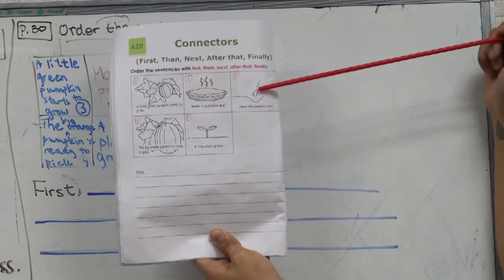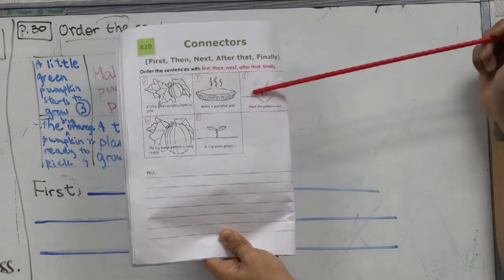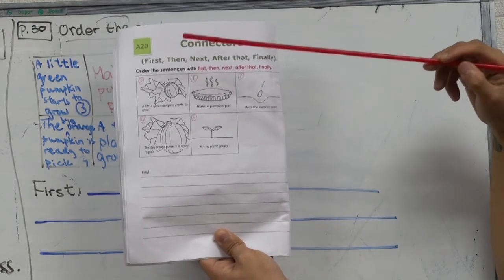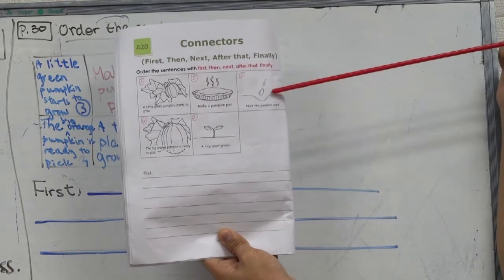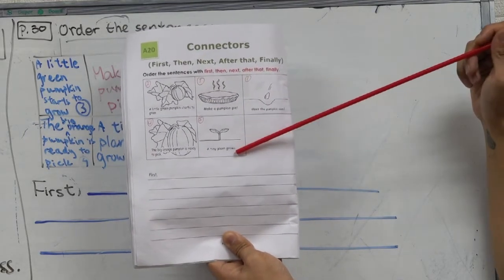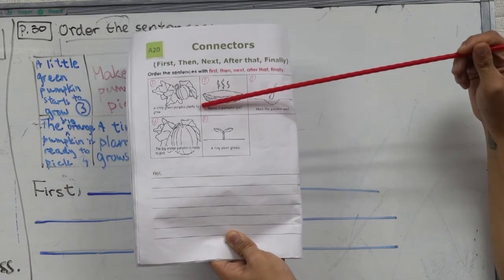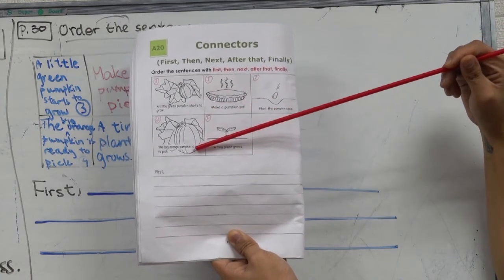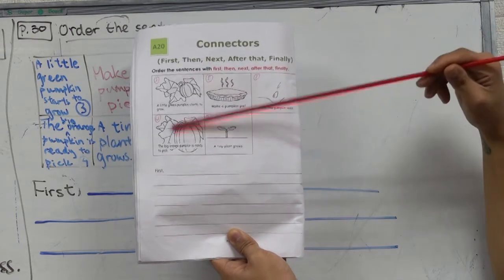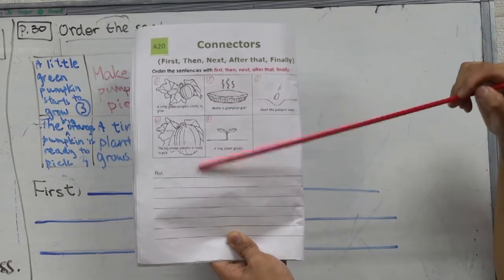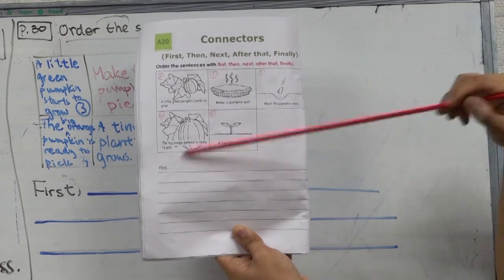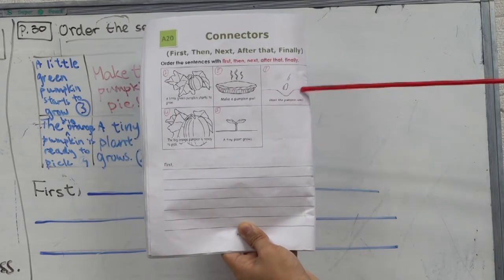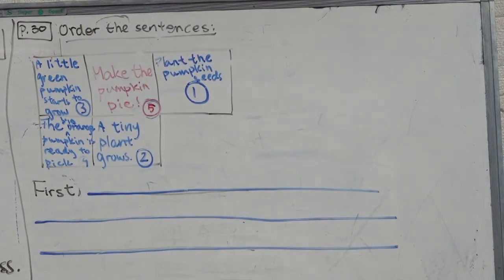So we know this is first, then, next, after that, finally. Again, first, then, next, after that, finally. Now that we know which words to use, can you put them together, the sentences and the connector? So first, plant the pumpkin seed. So let's write that down. First, plant the pumpkin seed.